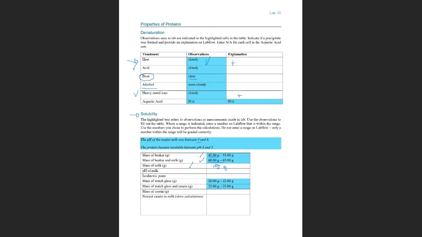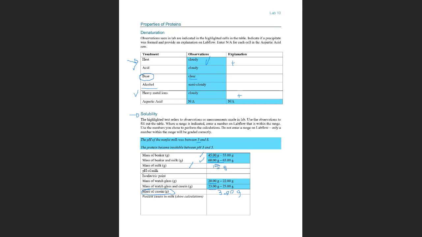The protein becomes insoluble between 3 and 5. That means that the isoelectric point is between 3 and 5. So let's say I pick 3. And then they tell you the mass of the watch glass. Let's say I pick 20, and the mass of the watch glass and the casein is 23. If I want the mass of the casein, it will be just 23 minus 20. And in my case, it will be 3 grams of casein.